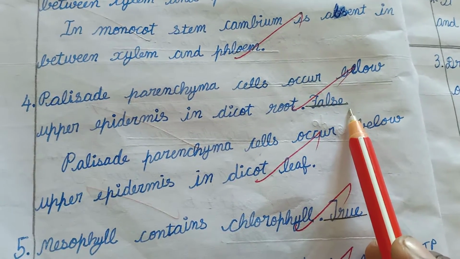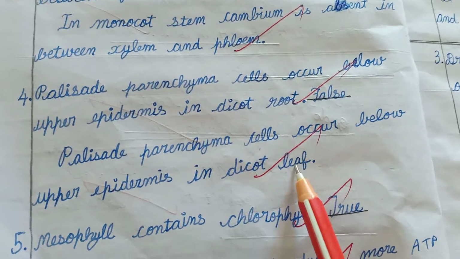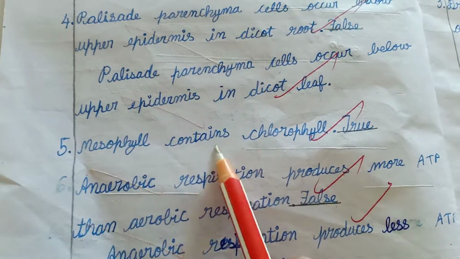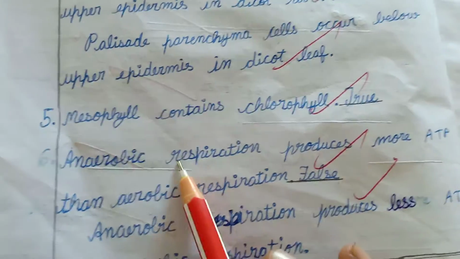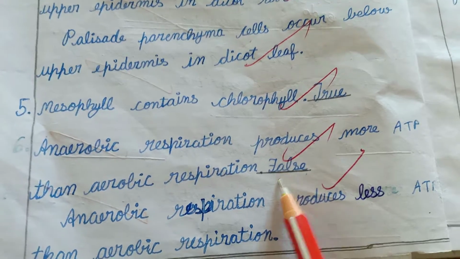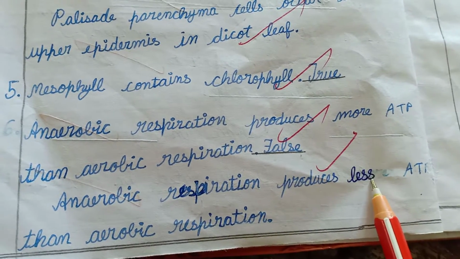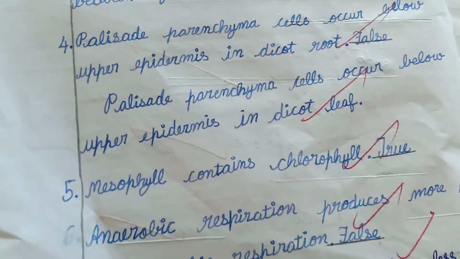Palisade parenchyma cells occur below the epidermis in dicot root. It is false. Okay. It occurs in the leaf, not the root, but in the leaf. So the correct answer is in the dicot leaf. Mesophyll contains chlorophyll. True. Anaerobic respiration produces more ATP than aerobic respiration. False. Aerobic respiration produces less, not more, it is less. Okay, so these are the true or false answers.